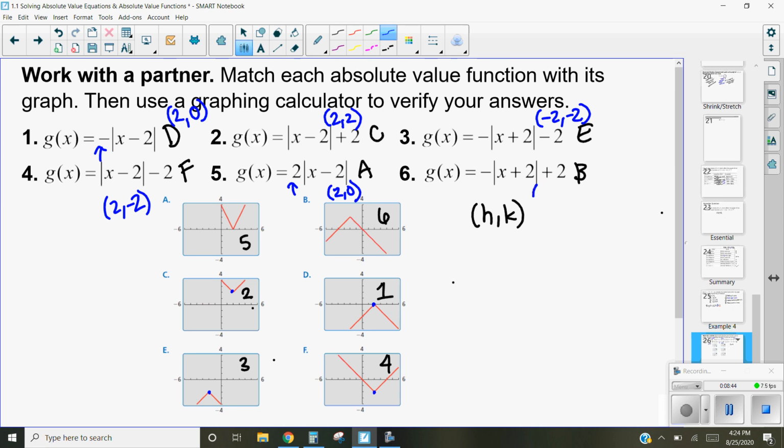And lastly, number 6 has a vertex at (-2, 2). And so I can look here and find this one is at (-2, 2), and see that this one is number 6. And there you go. That's how we can use the fact that it's in vertex form to also help us in deciding how these shifts occur.